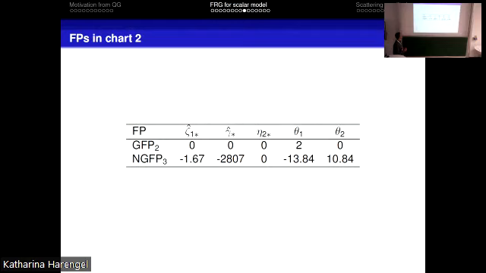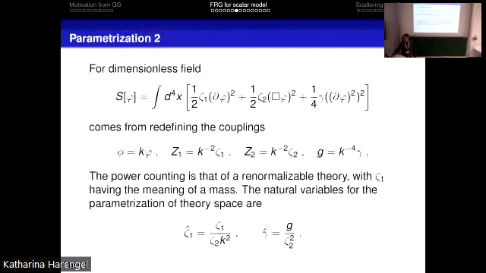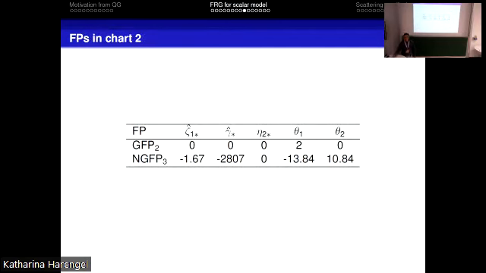And then there's another fixed point that I call NGFP3, which can be identified with one of those in the previous table, NGFP3 here. Why do I identify them? Because they have the same scaling exponents. You can see, for example, this number 10.84 reappears here. So same scaling exponents means the same fixed point.